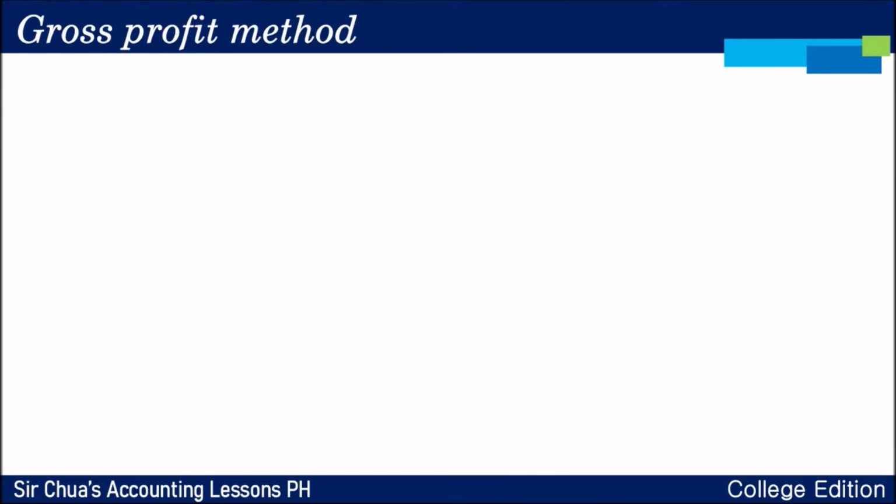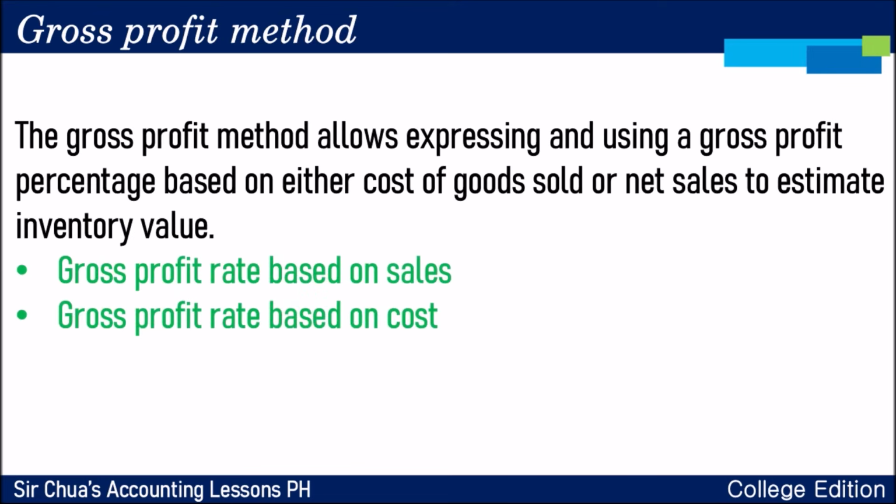Okay, so let's first talk about po yung tinatawag nating gross profit method. The gross profit method allows expressing and using a gross profit percentage based on either cost of goods sold or net sales to estimate inventory value. So, gagamit po tayo ng gross profit rate.